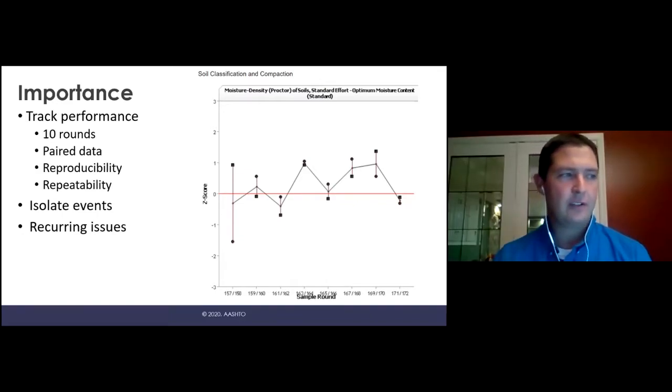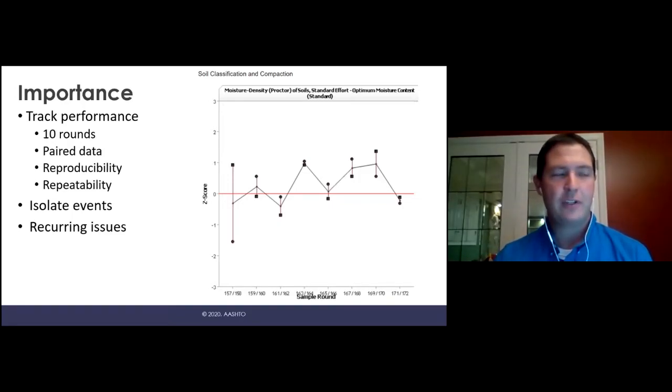And to kind of expand on that a little bit more, the repeatability data is just specifically the 2 points that are under each round. You can see on the bottom of the graph, we have the sample rounds, in this case 157, 158, all the way through soil rounds 171 and 172. The circle and the square correspond with the odd and even data points for the repeatability. And the distance between those two data points is the reproducibility. So basically, the further those 2 points are away from each other, the lower the reproducibility score would be.